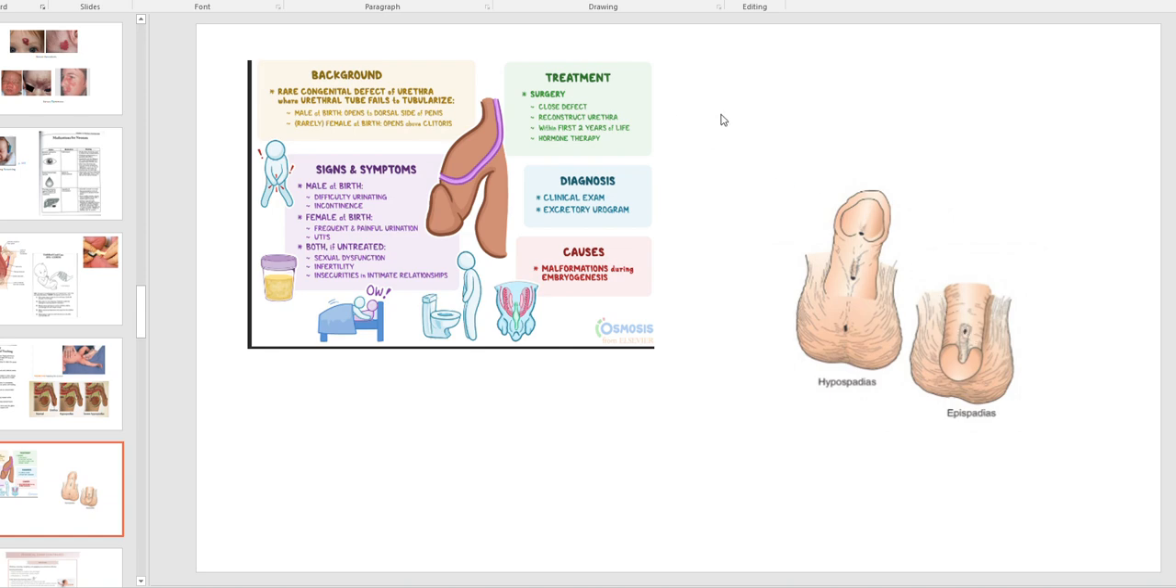It is a congenital defect. It's when the tube fails to tubularize or go to the end of the penis, okay? And that will cause sexual dysfunction if left untreated, infertility, and of course some insecurities as well, okay?